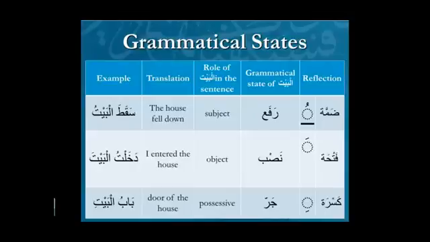Okay, so this slide and the introduction of the topic in the previous presentation gave the impression that Rafa meant subject, Nasab meant object, and Jar meant possessive. So it's just another way of saying subject, object, possessive: Rafa, Nasab, Jar. Now, in our second developing of the topic, we're going to build on that understanding and correct some of the misconception there.